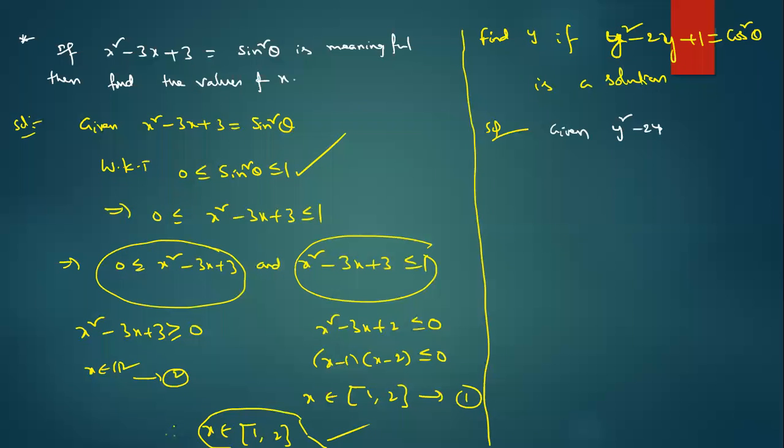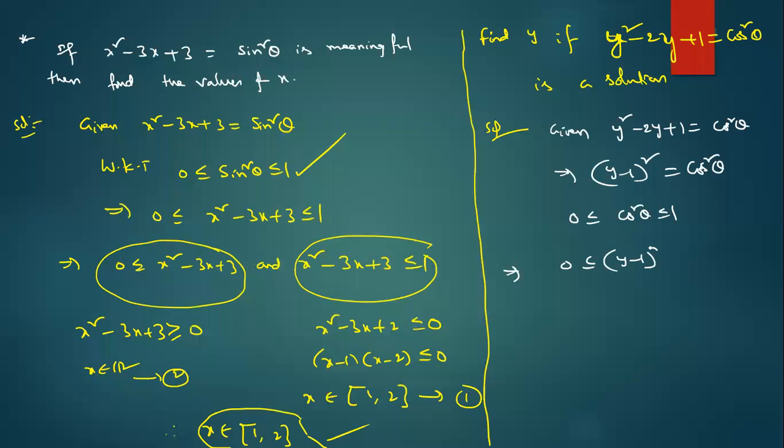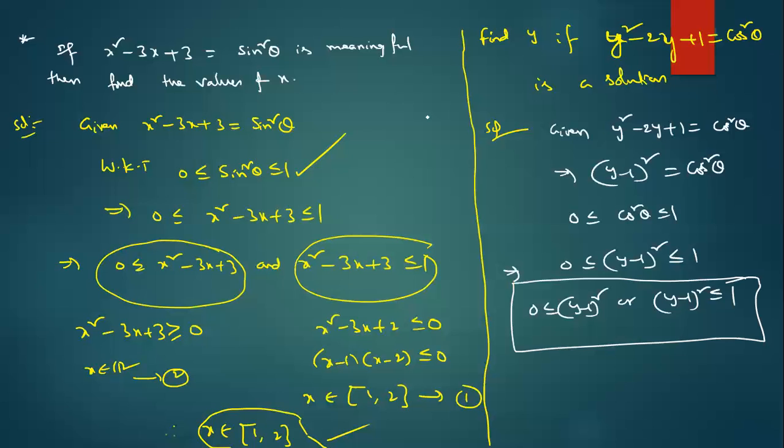Y square minus 2y plus 1 is equal to cos square theta. How to write this one? Y minus 1 whole square is equal to cos square theta. Cos square theta lies between 0 and 1. So 0 less than or equal to y minus 1 whole square less than or equal to 1. Strictly, there are two cases, or y minus 1 less than or equal to 1. Simplify, that is the answer. By observation only, clearly check what the answer is coming. Simplify. That is the answer. After that, take the common solution.